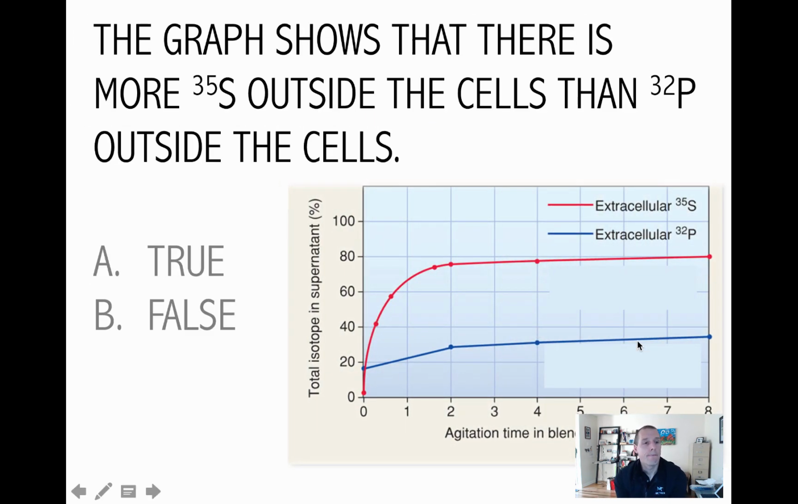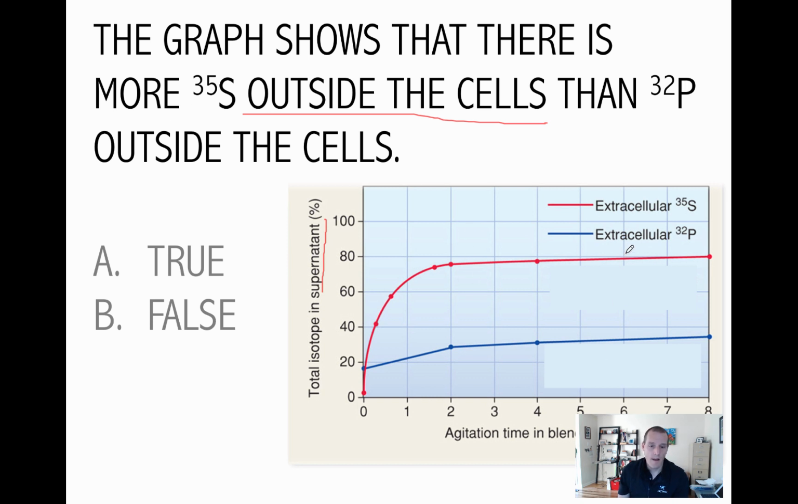So let's take a look at this one then. The graph shows that there is more 35S outside the cells than 32P outside the cells. So we're still dealing with the supernatant because we're outside the cells. So that's good. We can draw some conclusions from this graph based on the statement I've made here. There is more 35S outside.